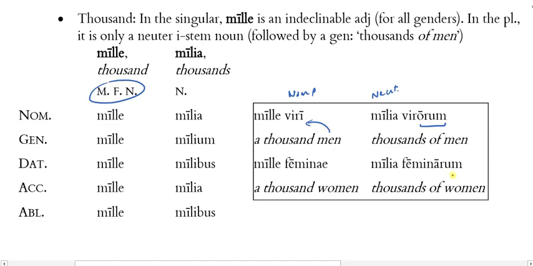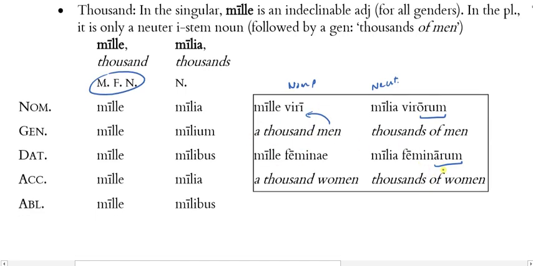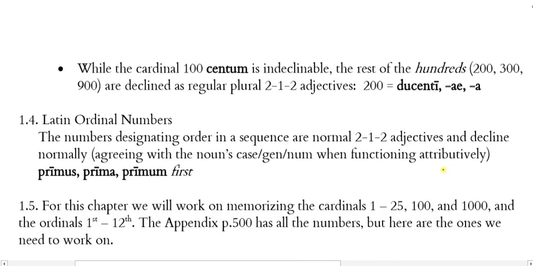And then if I want to say thousands of women, I'm still using the neuter form milia, but it's going to have a feminine genitive form here because it's not thousands of men but thousands of women, right? So milia feminarum. All right. So this is the difference between using mille versus milia. All right, let's go down here.